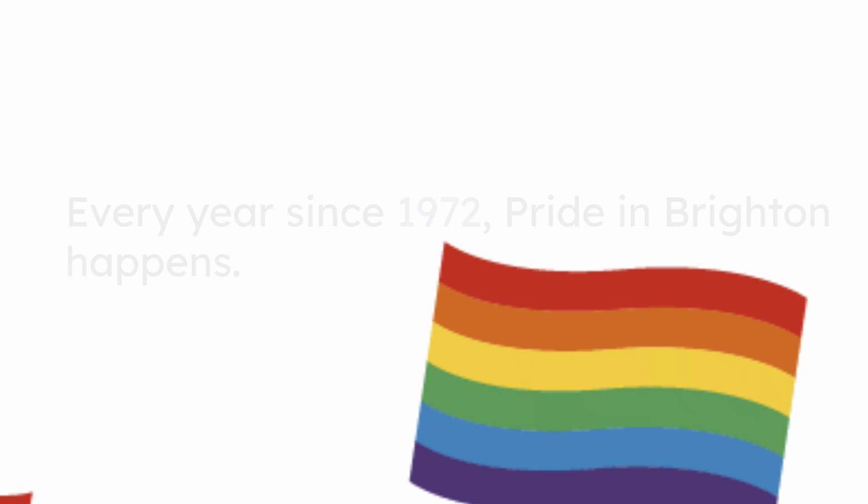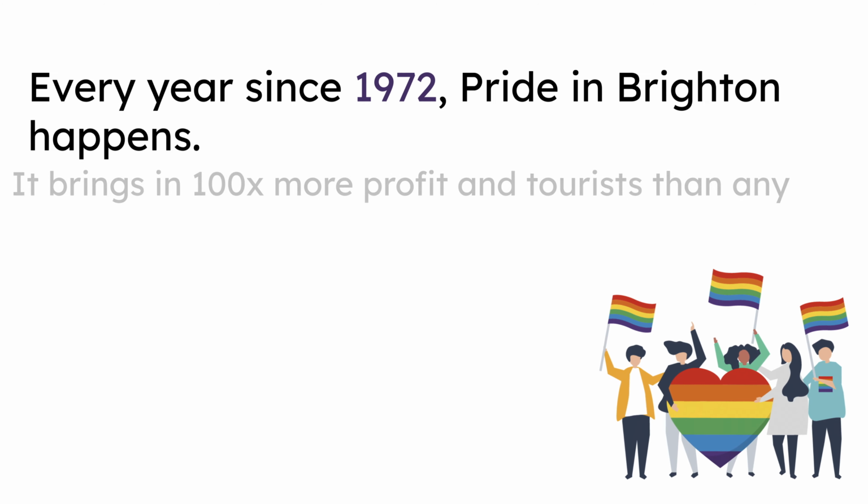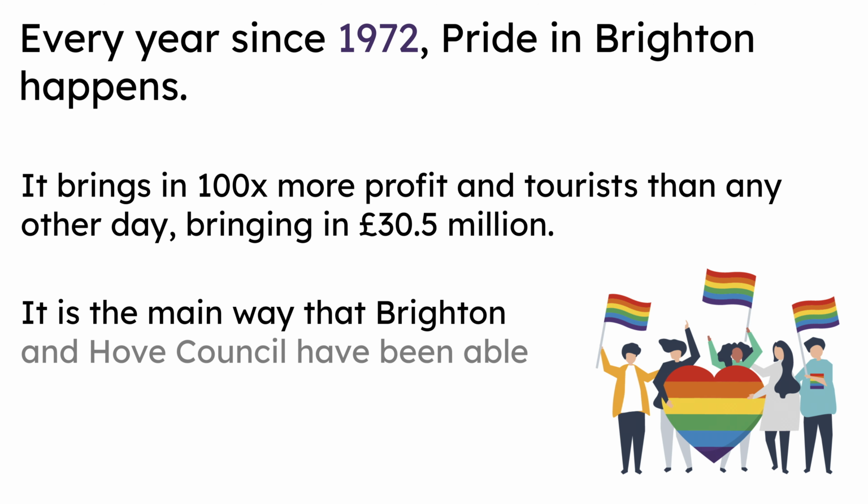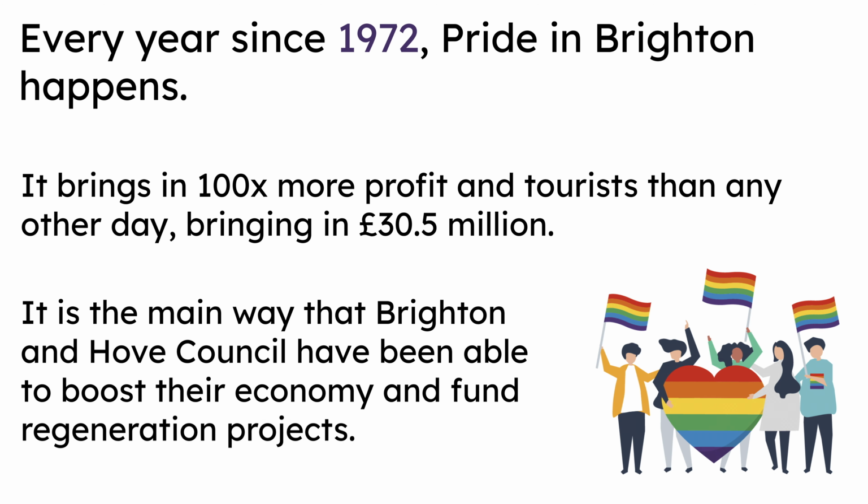Also, every year Brighton hosts a Pride event that lasts a day. This single event brings in around 2% of the city's tourists for the whole year. This event has a positive effect on the local economy, as it brings in around £30.5 million every year. Brighton Pride is the main way in which Brighton and Hove Council have been able to boost their economy and fund regeneration projects. It can also help to spread equality and bring about change.